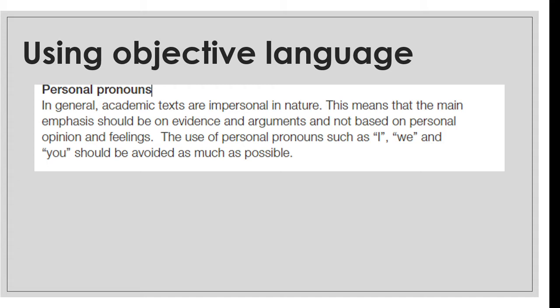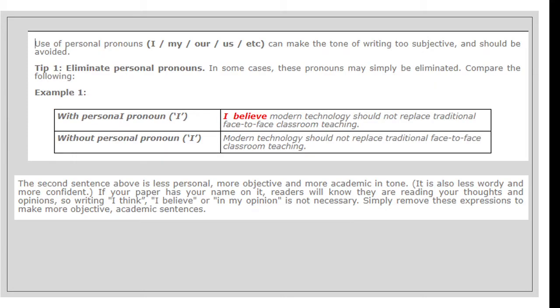The use of personal pronouns such as I, we, and you should be avoided as much as possible. You should not be using them. For example, we have several tips here. Use of personal pronouns I, my, our, us, etc. can make the tone of writing too subjective and should be avoided. So how can you do that? Tip number 1 is eliminate personal pronouns.